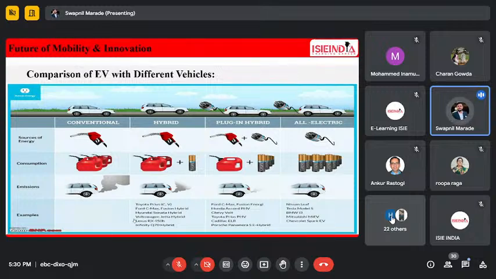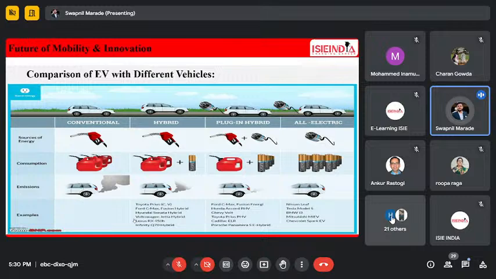The source of energy in a conventional vehicle is petrol or diesel, and the consumption of petrol or diesel is high, and emission is high. As compared to that, in a hybrid vehicle the source of energy is the same, petrol or diesel, right? The petrol or diesel consumption is high, but we added some electricity, like batteries. We added some electric batteries there. That's the reason emission is low as compared to a conventional engine.